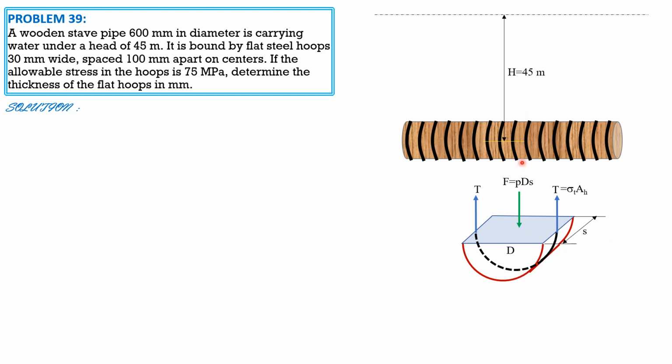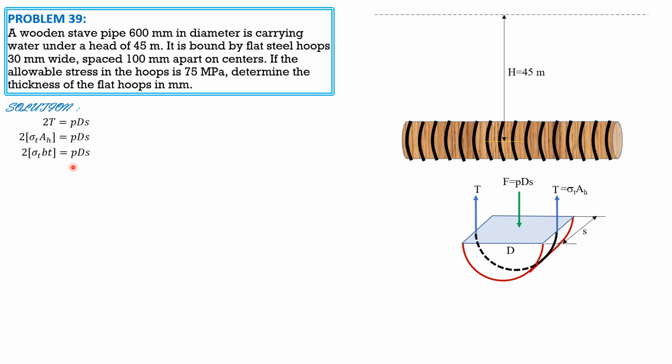So summation forces vertical equals 0. 2T therefore is equal to PDS, where T is allowable tensile stress times area of hoop, and the right side remains PDS. And replacing area of hoop by width 30 mm wide times thickness, so let's just call it BT. So 2 times quantity tensile stress BT equals PDS.